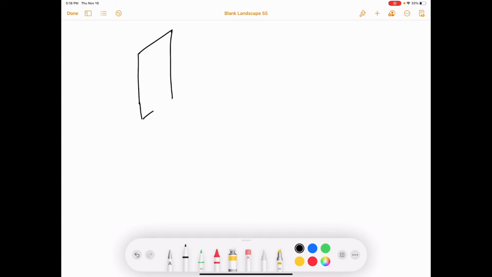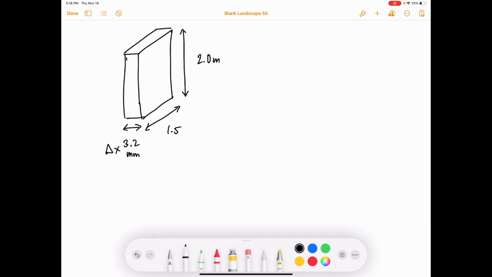So it's a rectangular piece of glass where this side length is 2 meters, and then we have 1.5 meters on this side, and then the thickness of the glass, that thickness is 3.2 millimeters, and that's delta X. So here, delta X is 3.2 millimeters. The area A is just the area of the sheet, which we can calculate in a second. But let's indicate the temperatures involved in this process.